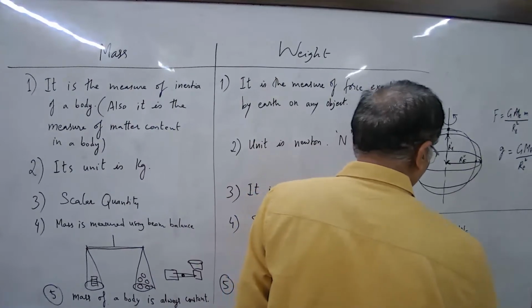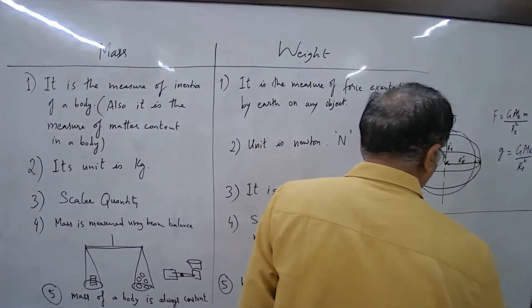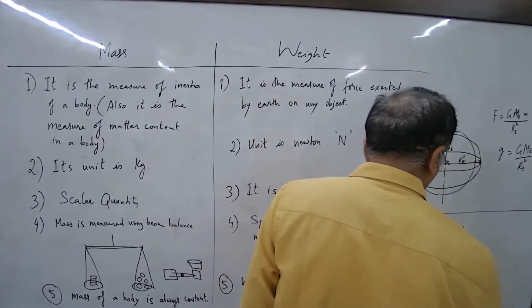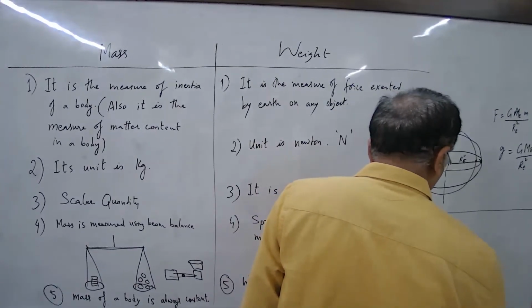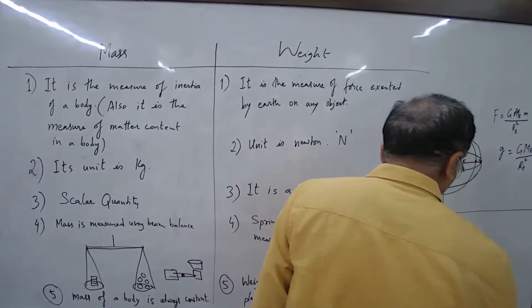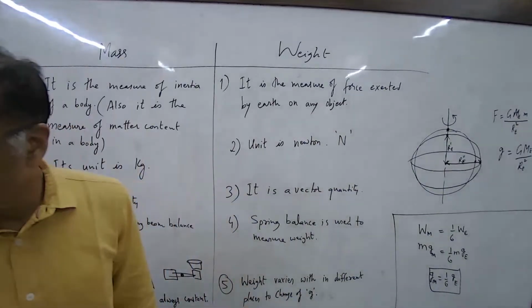So this is gravity on the moon. This will be equal to 1/6 of gravity on Earth. So you get this relation. Gravity on the moon is 1/6 the gravity on Earth. Make note of this. It will help you solve numericals. Write it down quickly.